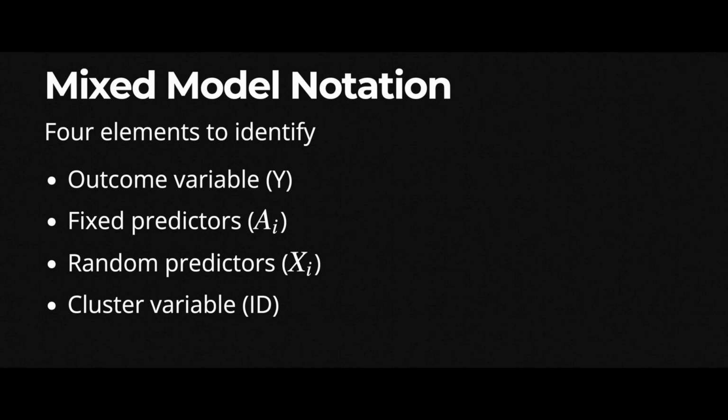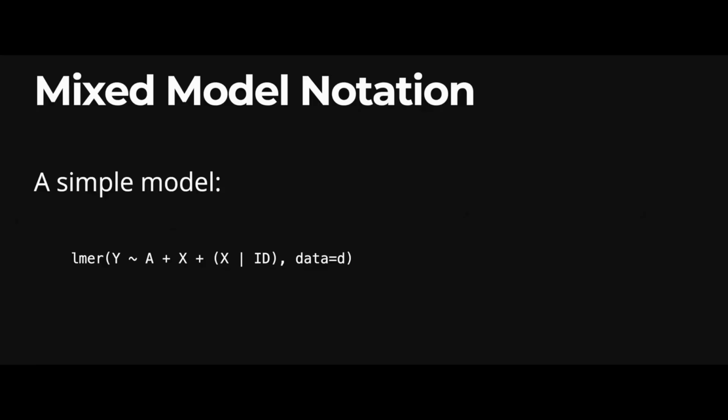1, the outcome variable. 2 is the fixed predictors. 3 are the random predictors. And 4 is the cluster variable. And so the syntax for a very simple model might look something like this. So we've got y tilde a plus x vertical pipe ID, comma, data equals d.